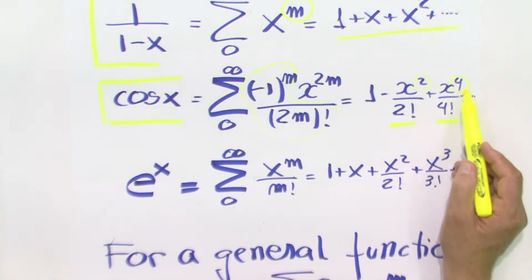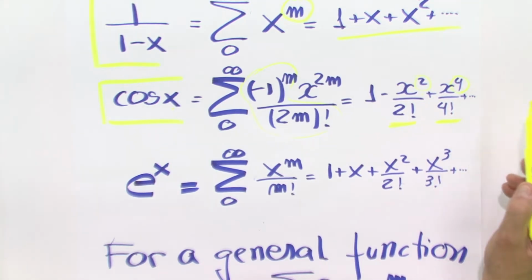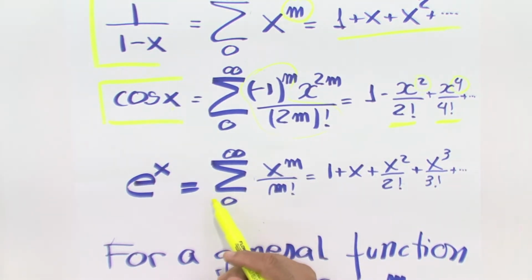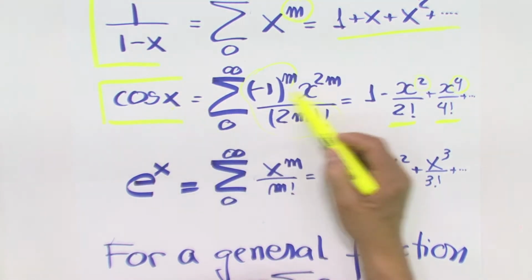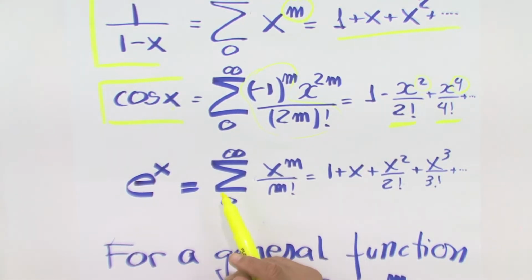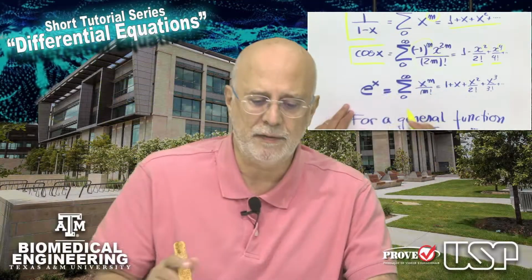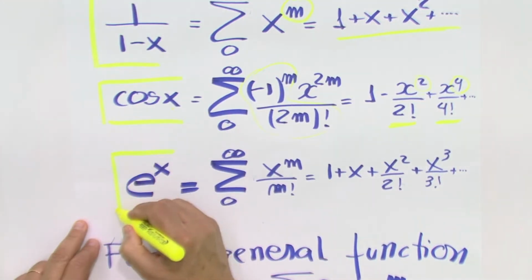Square to the 4th power, the next will be to the 6th power, and so on. Because we know that changing the sign of x does not change the function at all. So the series knows that. There is another function that's very important, the exponential function.